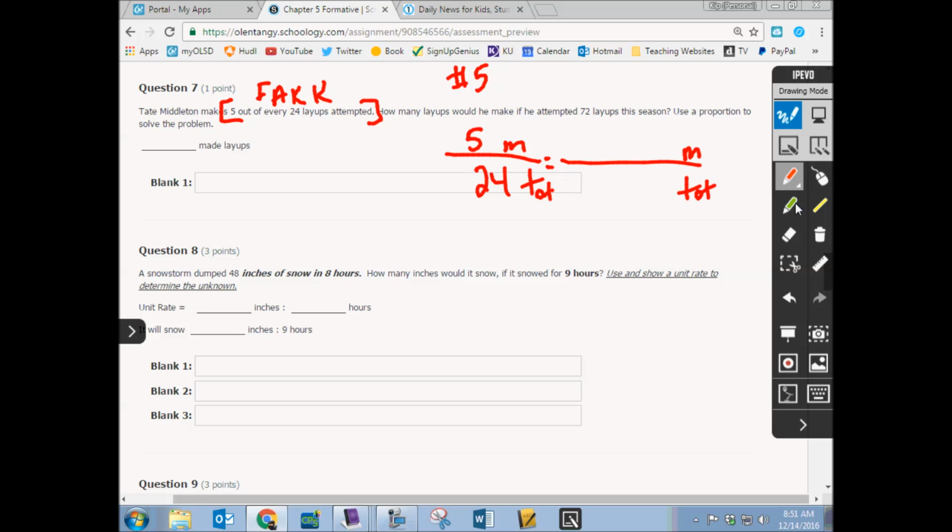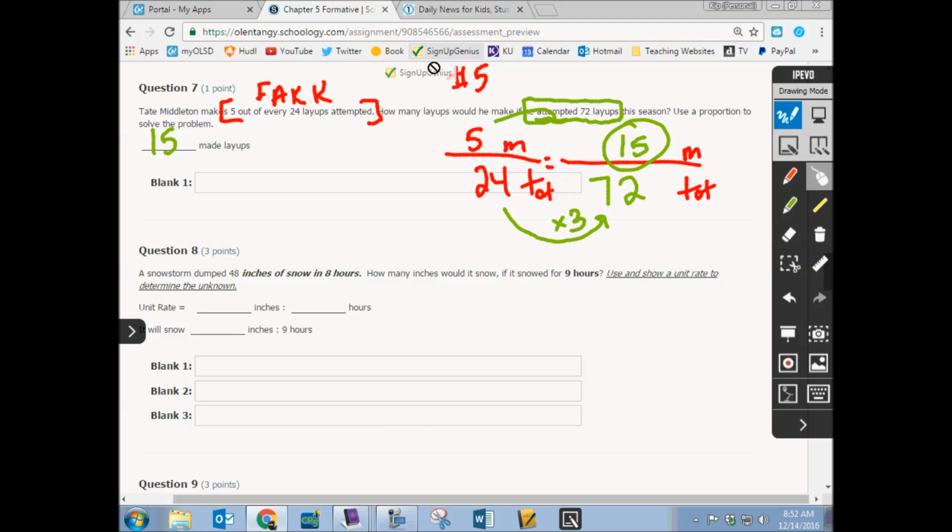And then what piece of real information did they give us? 72. Now, is that representing the amount that he made or the amount he took total? That's the amount he attempted. We're going to cross multiply and divide here. Or you could just simply say, okay, I'm multiplying by 3, so I've got to multiply by 3 here. That's going to be 15. 15 made layups. Everybody got that? Learning target number 5 right there.